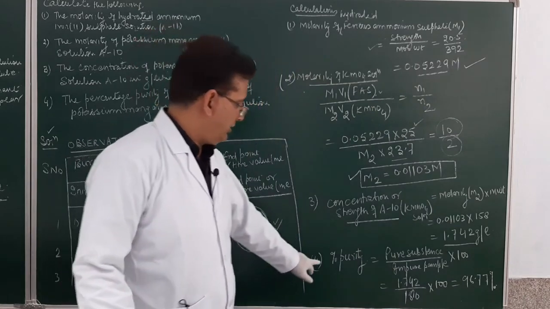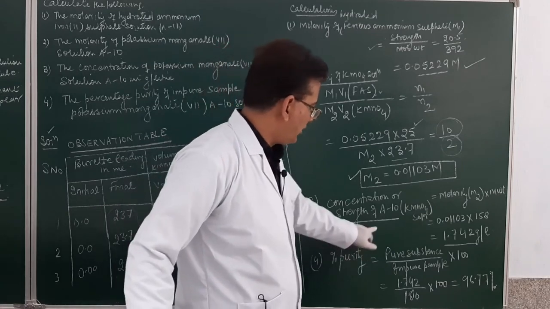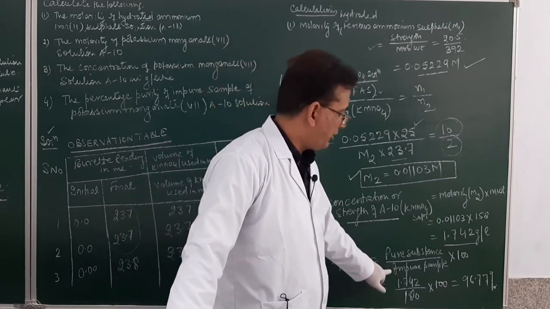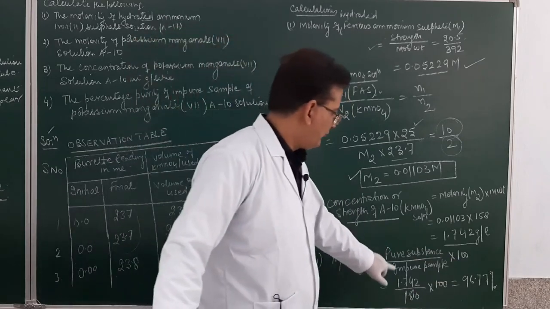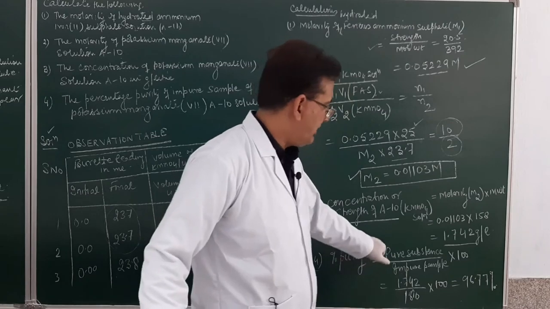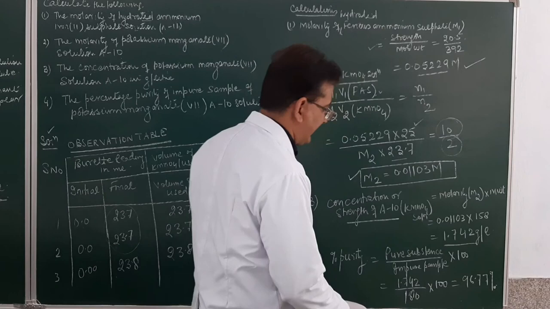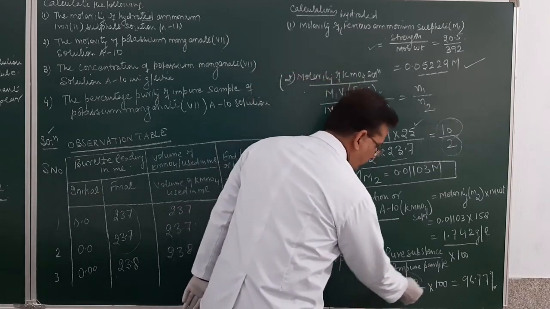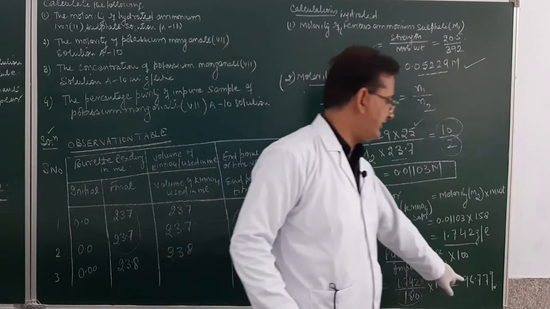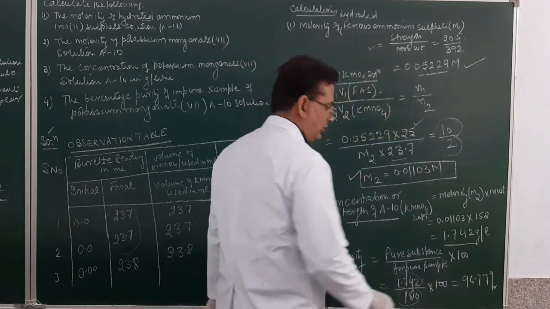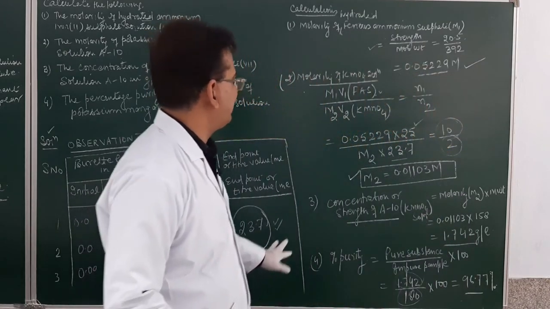Fine. In the last part, we have to find out the percentage purity. Percentage purity will be equal to pure substance upon impure substance multiplied by 100. What is the pure substance? 1.742. Impure sample is 1.80, into 100. So this is the pure substance we obtain, this is the impure substance, multiplied by 100. It will come out to be equal to 96.77%. Percentage purity will be 96.77.